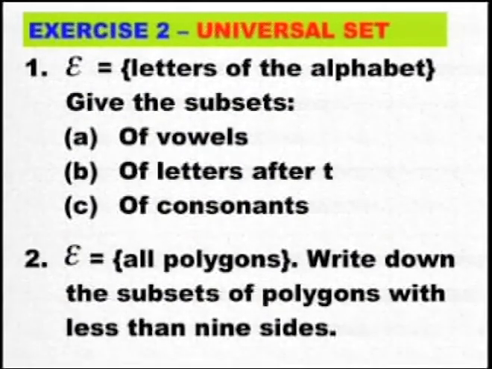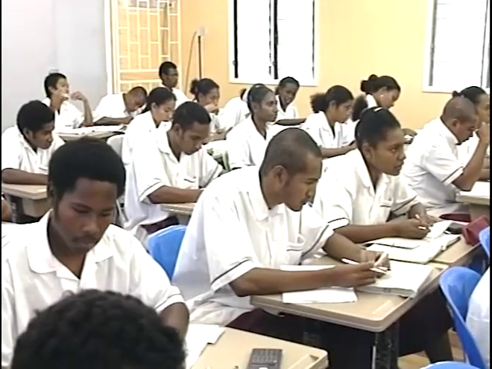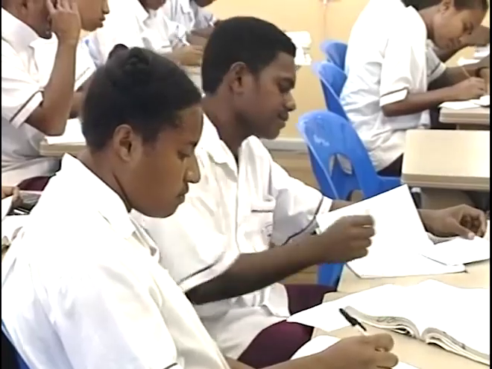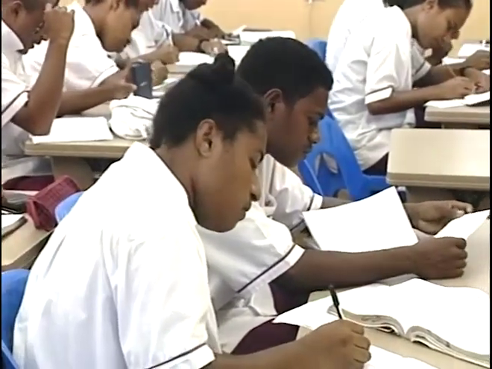Okay, for number 1, the universal set is the letters of the alphabet. Give the subsets of A. The subsets will be: of vowels, A, E, I, O, U. Of letters, I think this one is asking for all the letters in the alphabet, so it's from A to Z. And of consonants, it's the other letters except the vowels, so all the letters except A, E, I, O, and U.